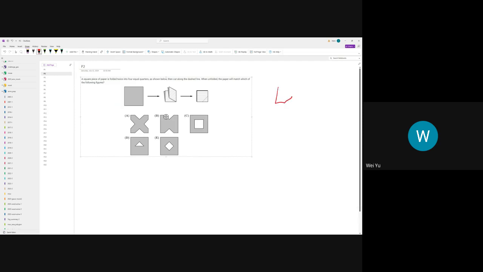Okay, so this one is also really easy. So we can just visualize in our head how this crease is going to fold here. So we get our answer is E.